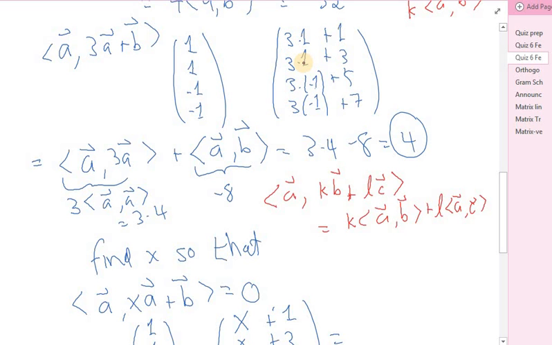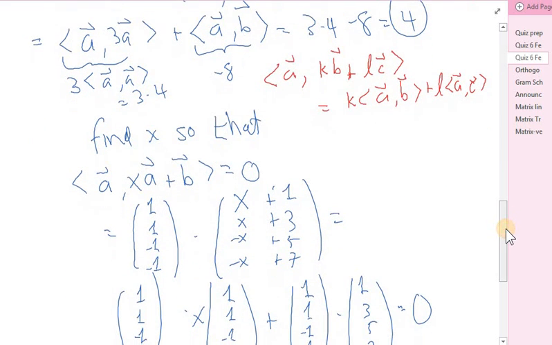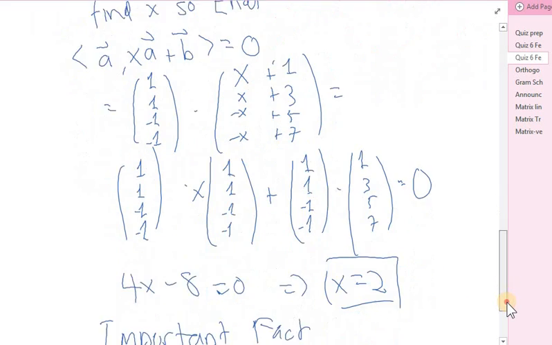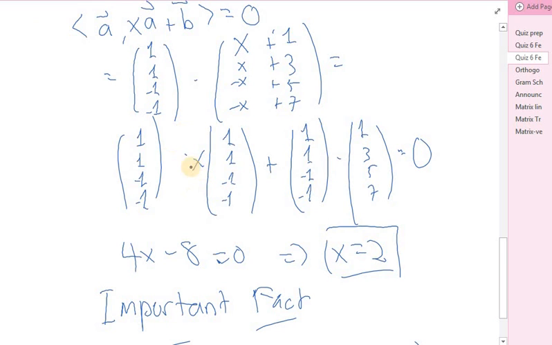All right, so this becomes useful when we want to find the answer to problem 5. The answer to problem 5 was find x so that the inner product of a with xa plus b is equal to 0. So we can write it this way. Now, if I break it apart like I broke it apart before, this first part multiplies by x, and the second part doesn't multiply by anything. So here I get x times the inner product of a with a, which is 4x. And then here I get the inner product of a with b, which is minus 8. And if I set that equal to 0, I get x equal to 2.